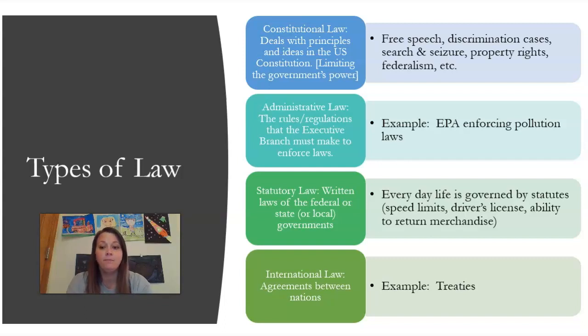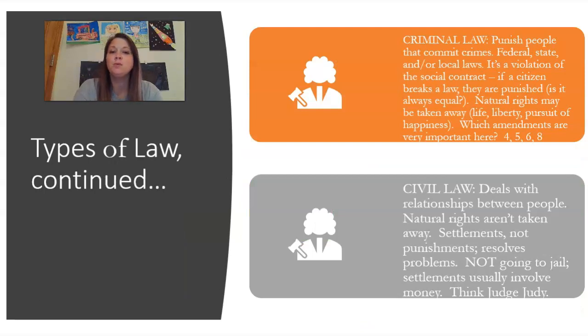Let's keep going. So we have 2 other types of law, and this is where students find things getting pretty interesting: criminal law and civil law. So I want you to be very aware of the differences between criminal and civil law. Criminal law punishes people that commit crimes. If you break a law, that's going to be in the criminal justice system. That's federal, state, and or local laws. It's a violation of our social contract theory where we all agree to follow these laws. So if you're not following the laws, then you're violating a societal contract. So if a citizen breaks a law, they're punished.